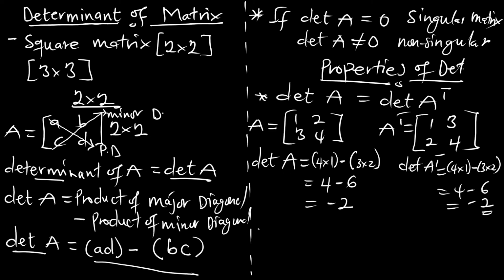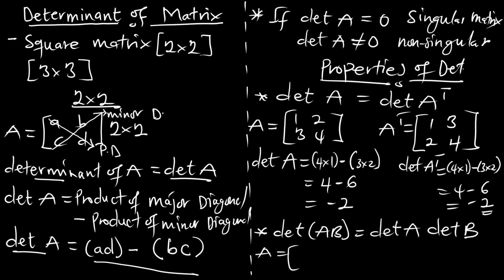Then also, the determinant of a product matrix AB is equal to the product of the determinants of the individual matrices. So when we find the product AB, say we have A as the matrix 1, 2, 3, 4, and B as 0, 1, negative 1, 1, after finding AB and its determinant, it is going to be equal to the product of the individual determinants.